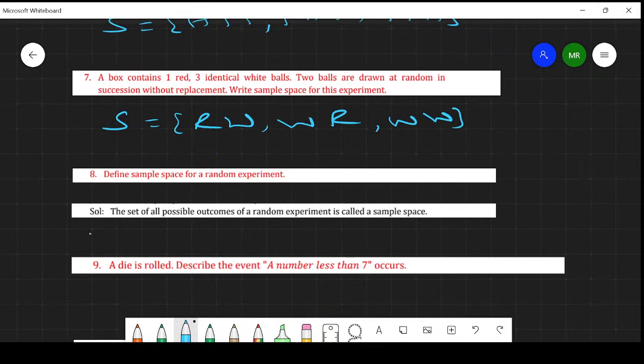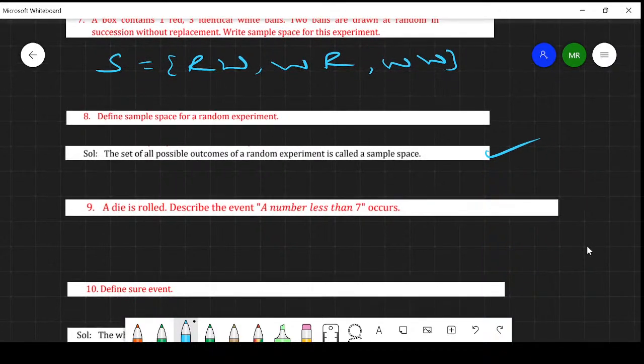Define sample space for a random experiment. What does sample space mean? I told you, the set of all possible outcomes. The set of all possible outcomes of a random experiment is called a sample space. You should learn this.